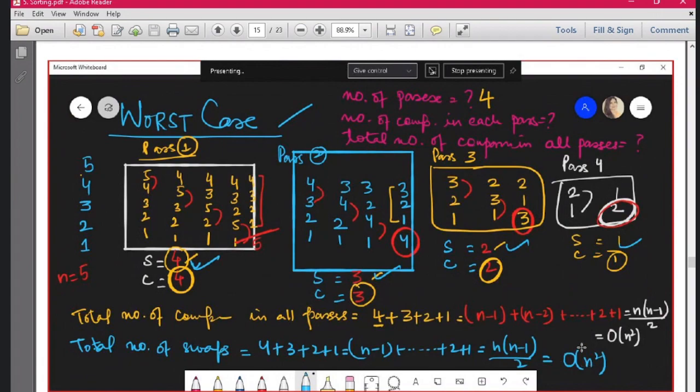So you can say that in worst case, the total number of comparisons is order of n square and the total number of swaps is also order of n square. So the total time complexity is equal to number of comparisons plus number of swaps, that is order of n square only. So in this way, you have to discuss the best case and worst case of any particular sorting algorithm if it is asked in the exam.